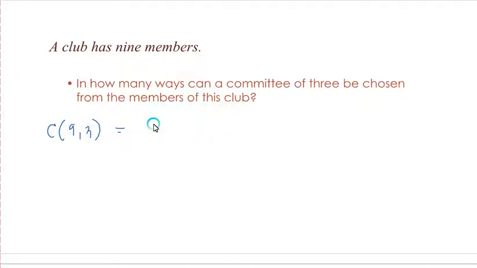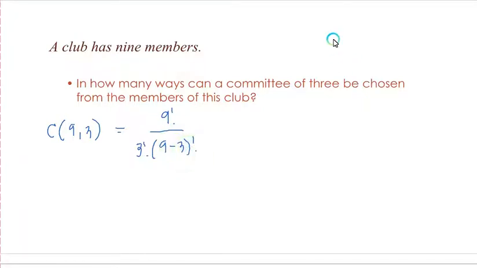This is equal to, so as we discussed earlier, the formula or general formula is n factorial. So, in this case, 9 factorial divided by r factorial, so that is 3 factorial divided by 9 minus 3 factorial.